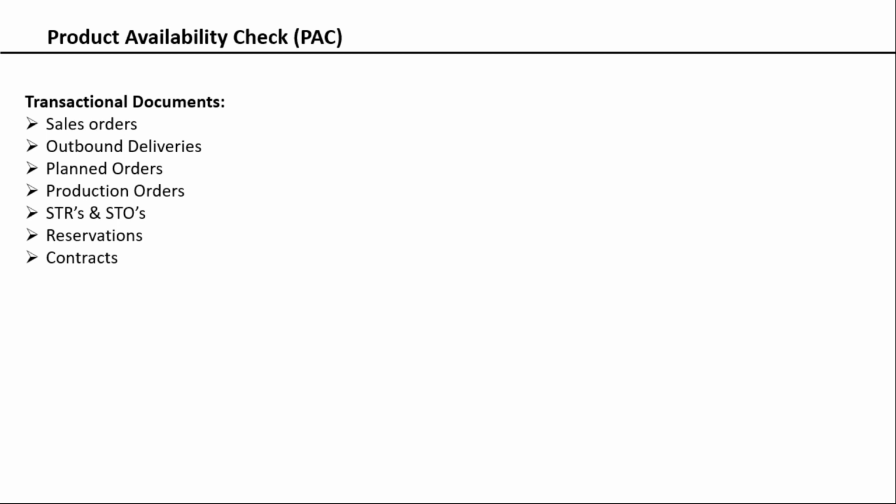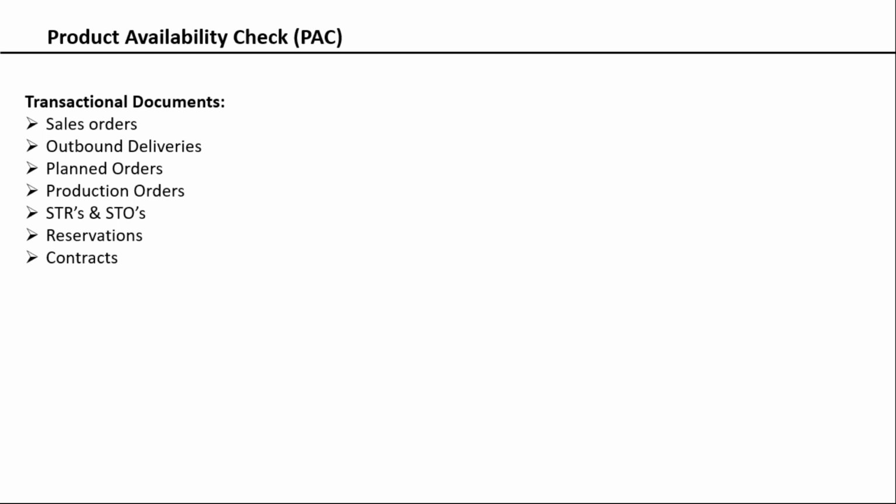So the system will check whether inventory is available or not while creating the outbound delivery. If inventory is available, the delivery will be created. And if inventory is not available, the delivery creation will be stopped. Then users will check the inventory, what happened to the existing inventory that was confirmed in the sales order.